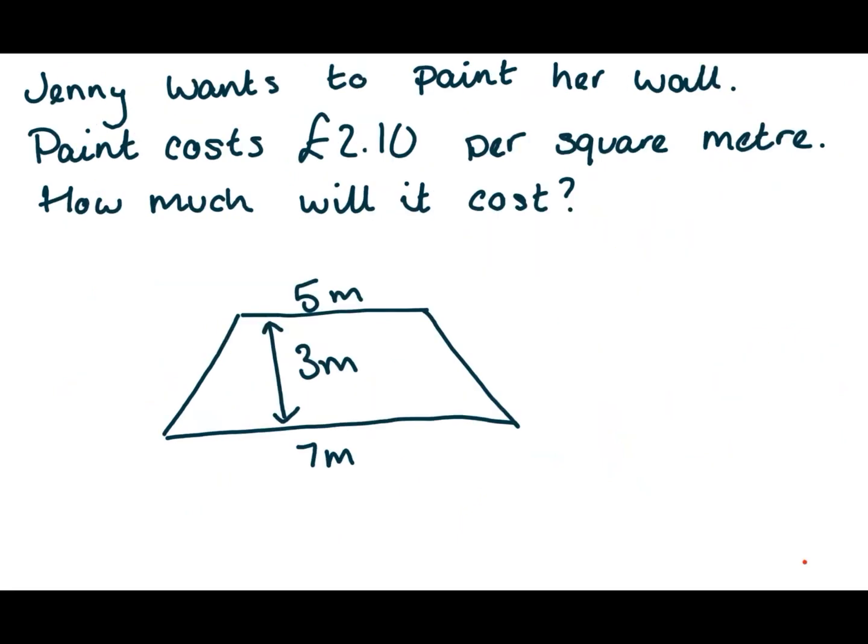Okay, so now we're going to have a quick look at some worded questions. So Jenny wants to paint a wall. Paint costs £2.10 per square metre. How much will it cost? So what we need to do here is work out the area first, because that's going to tell us how many square metres she needs to paint.